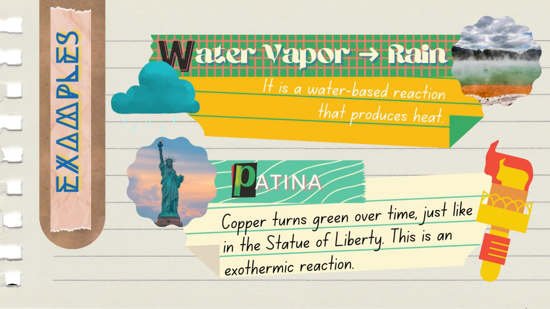Number 7. Turning water vapor into rain. It is a water-based reaction that produces heat. Number 8. Patina. Copper turns green over time, just like in the Statue of Liberty. This is an exothermic reaction.